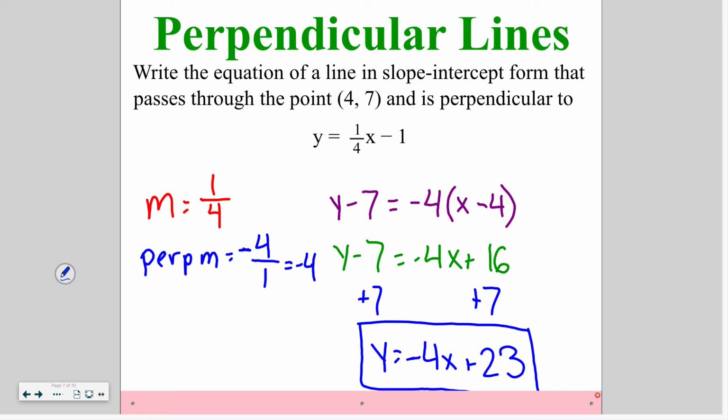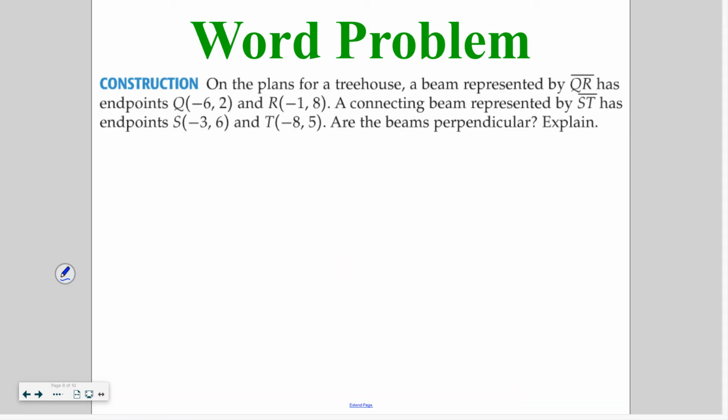Again, I went through and did the point-slope method. That's the one I find to be easier. But either way, you should have gotten a final answer of y is equal to -4x plus 23. Last thing we have to deal with is word problems.